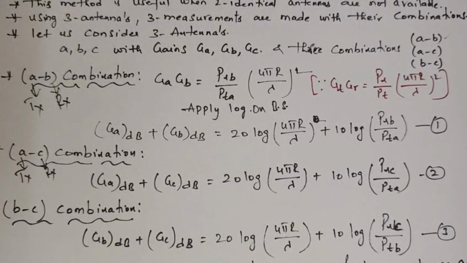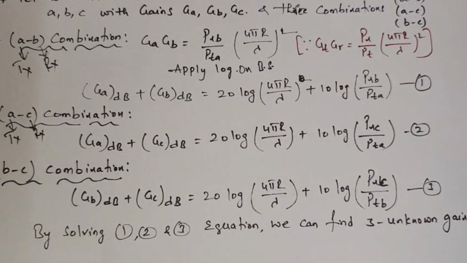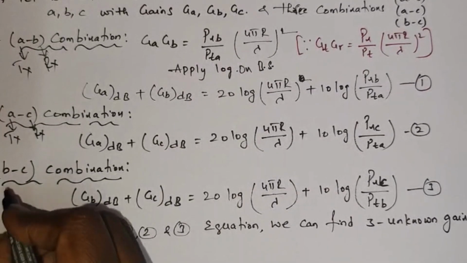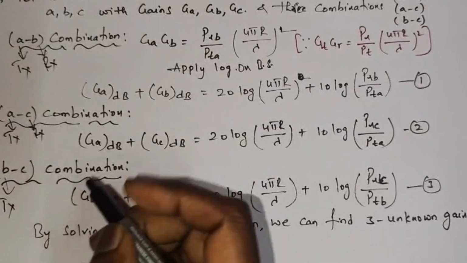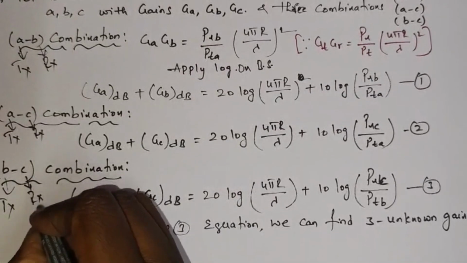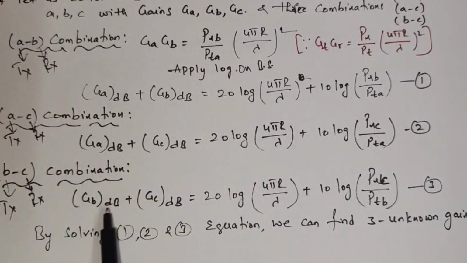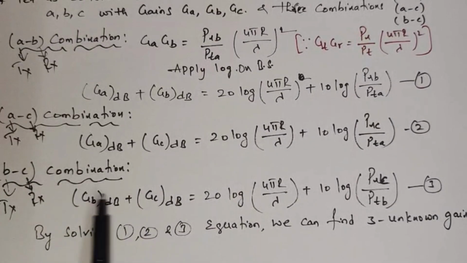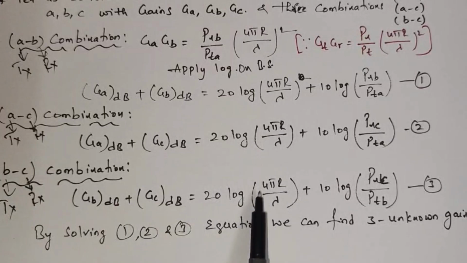Now consider the third combination, that is the BC combination. So here what is the transmitting? Here B is the transmitting antenna and C is the receiving antenna. So replace the terms. In GT you need to replace with GB, GR replace with GC, equal to 20 log of 4 pi R by lambda plus 10 log of PRC divided by PTB. Let it be equation 3.